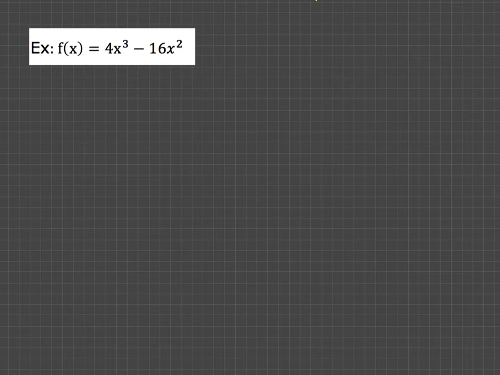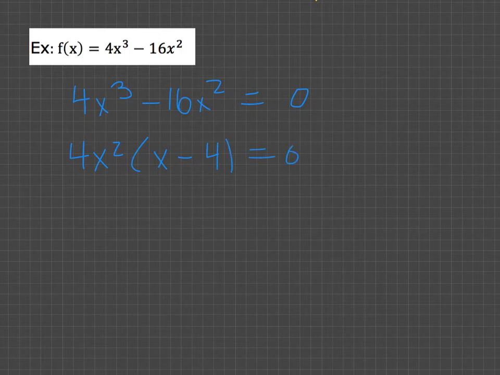All right, here's another example. Let's find the zeros and the multiplicity. So we start off by setting that function equal to 0 and solving for x. Now, it is not factored for us, so we're going to need to do some factoring. So let's bring out a 4 and an x squared. That's the greatest common factor. And then we're left with x minus 4. Okay, so we can set our factors equal to 0 and solve. We're going to get x equals 0 and x equals 4.